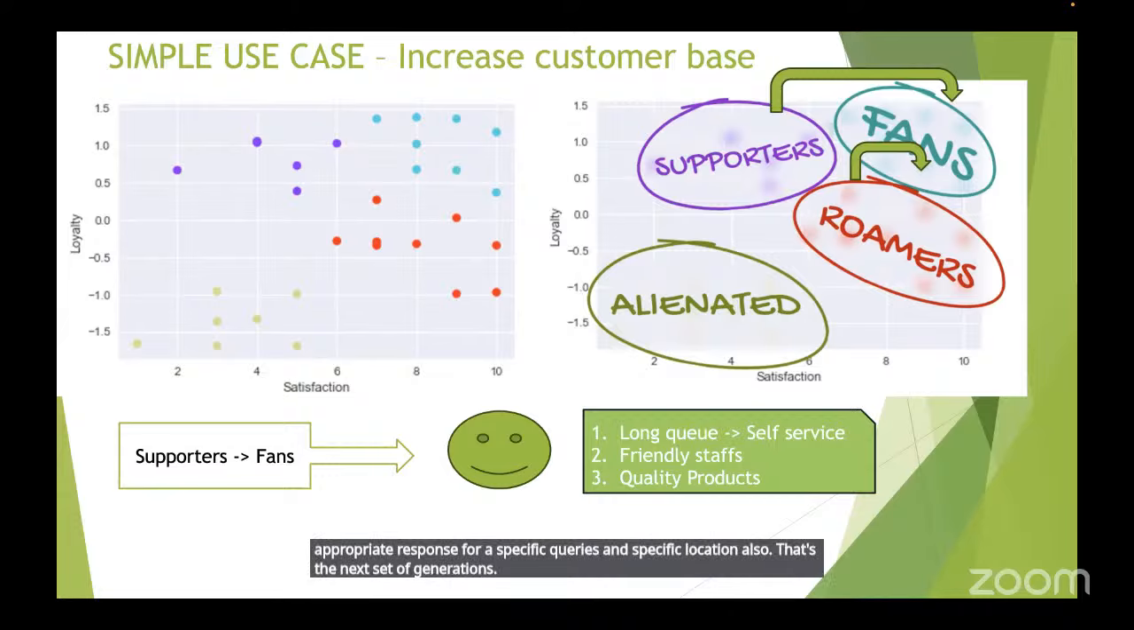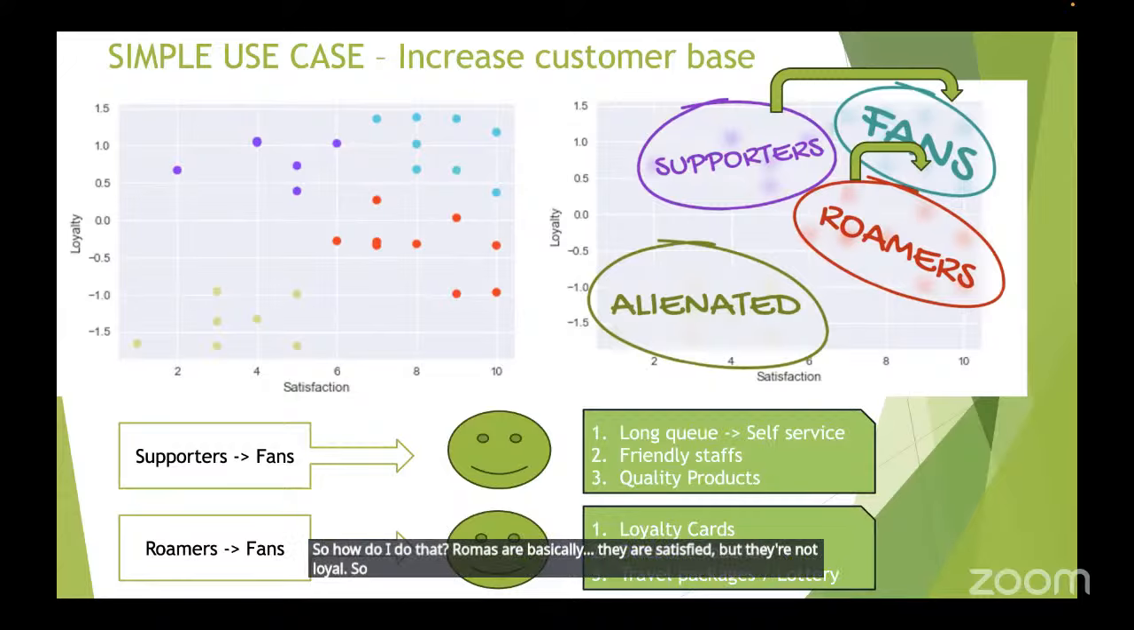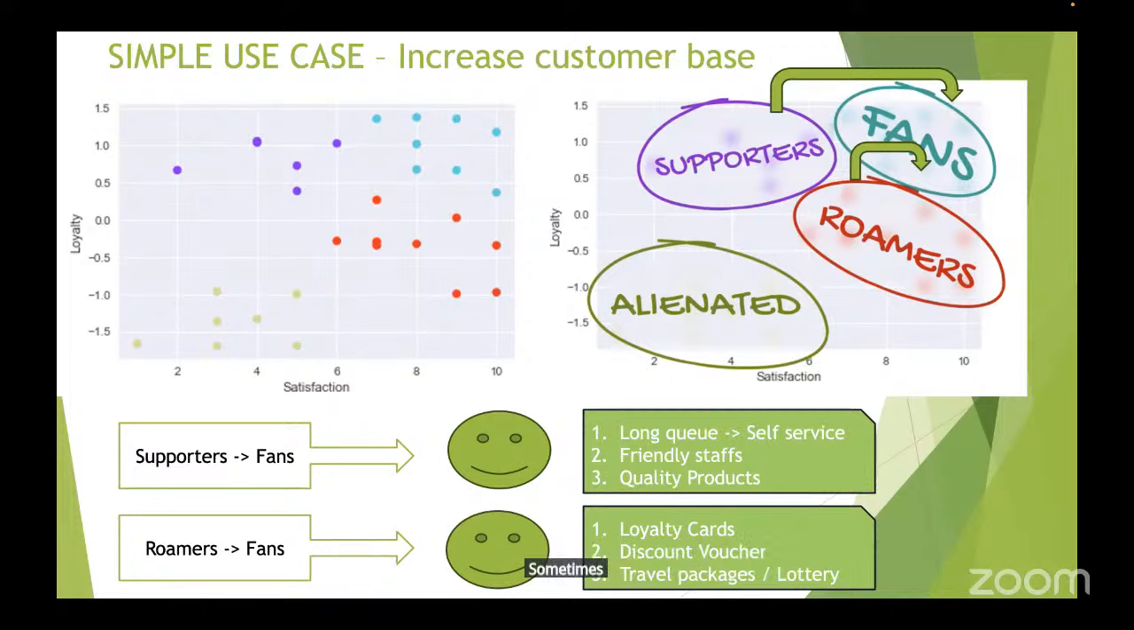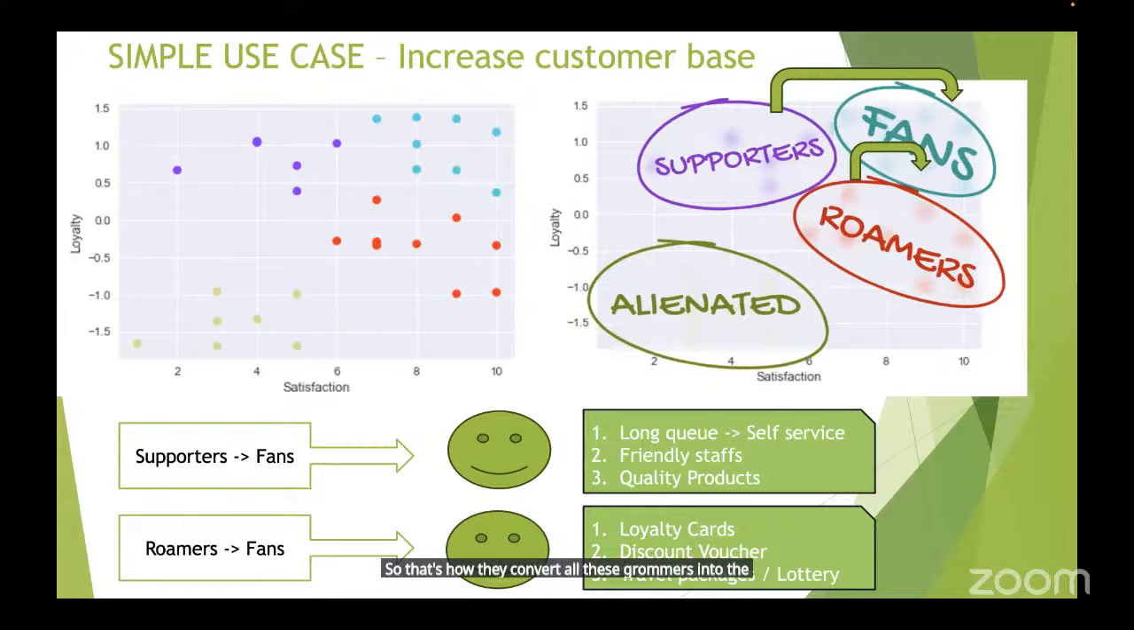And the last one is how do you convert the roamers into the fan base? How do I do that? Roamers are basically satisfied, but they're not loyal. So you give some kind of loyalty cards, or you will always see discount vouchers, like 25%, 30% or 50% discount. Sometimes they run a lottery system saying that if you shop here for one month, the top selected people will win travel packages or prize money, or even prize cars and bikes. That's how they convert all these roamers into the fan base.